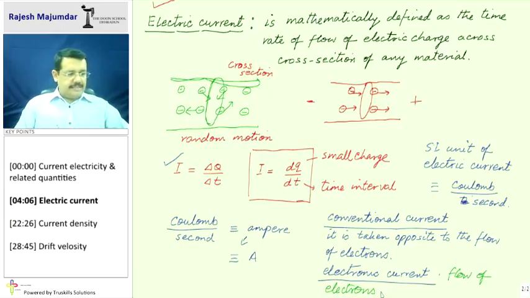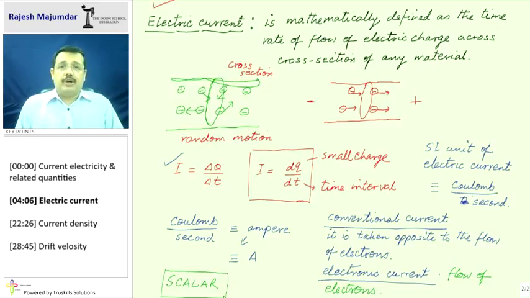Now electric current is a scalar quantity. It is nothing but a scalar quantity. So you have to remember that this is a scalar quantity. This is not a vector quantity. This is a scalar because we only know its magnitude and unit to define it fully. That's it. We don't need any direction of electric current. Direction of electric current is along the direction of the wire or the conductor along which current is flowing.